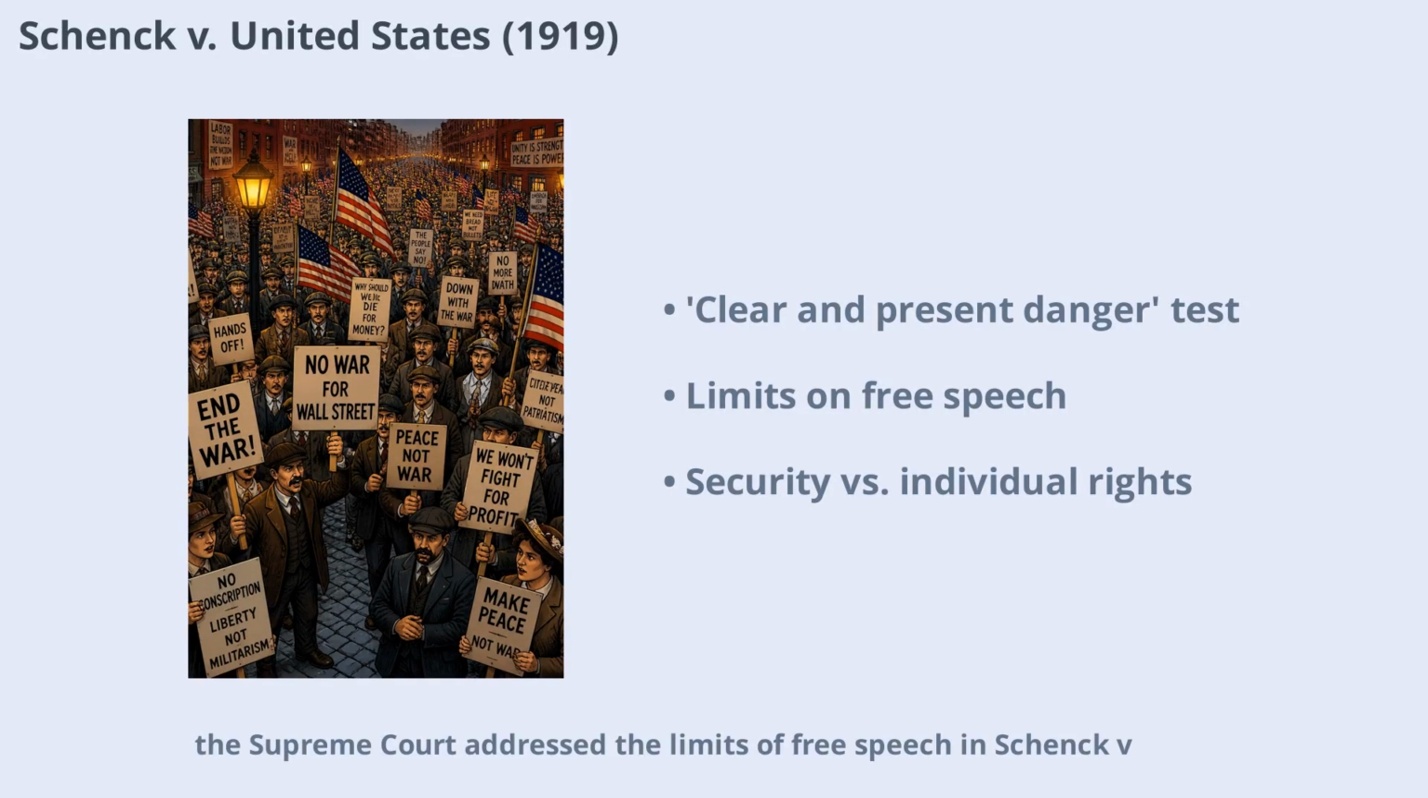In 1919, the Supreme Court addressed the limits of free speech in Schenck v. United States. The court introduced the clear and present danger test, ruling that speech creating a serious threat to national security is not protected under the First Amendment. This decision reflected the judicial tendencies of the early 20th century, as the court often prioritized state interests over individual expression during wartime. The balance between security and freedom of speech remains a topic of debate to this day.